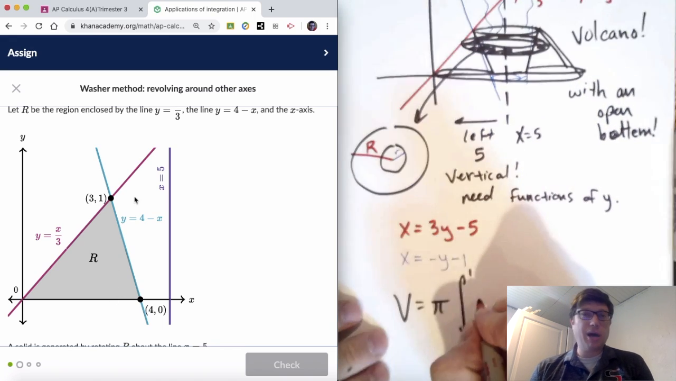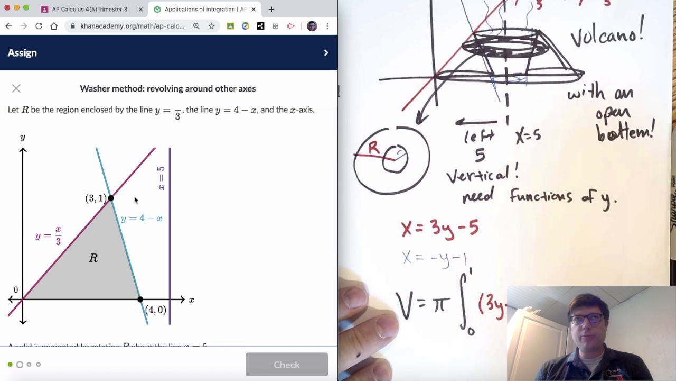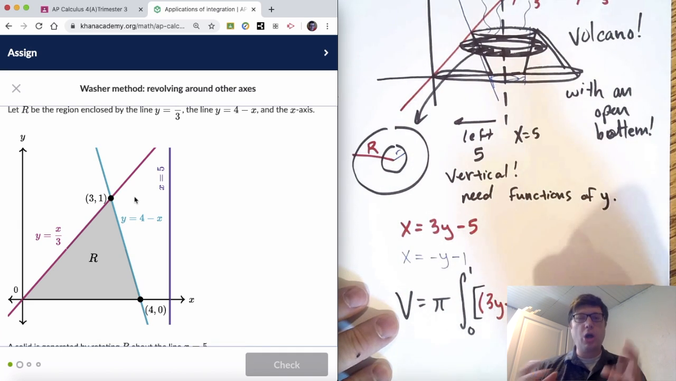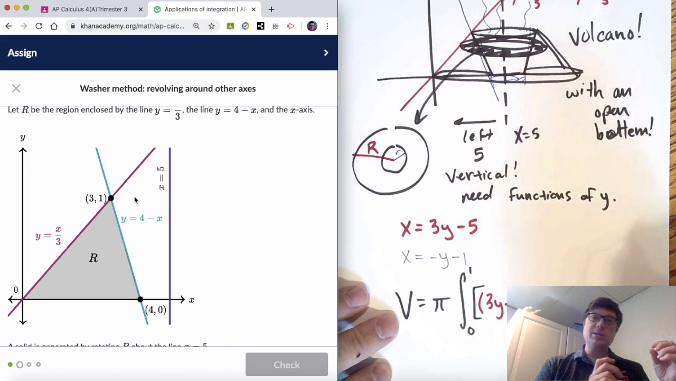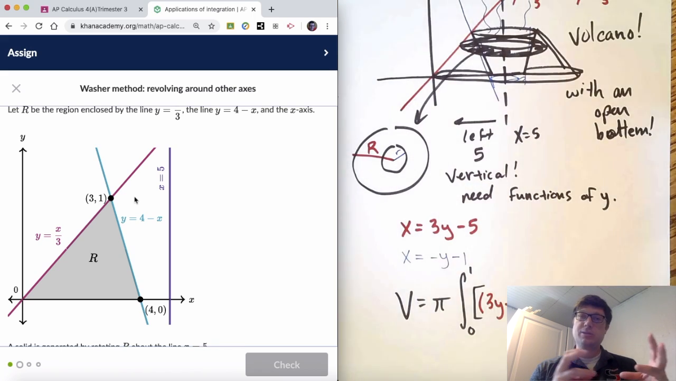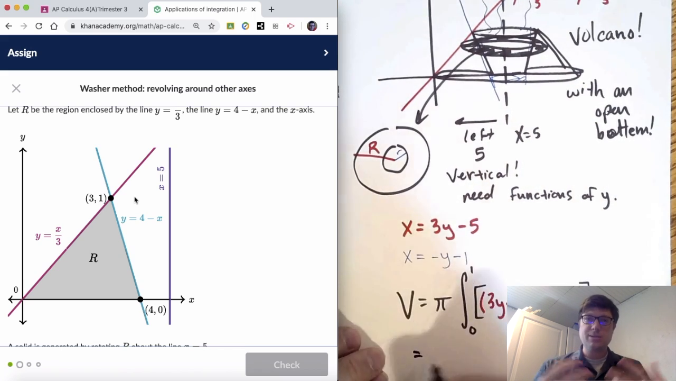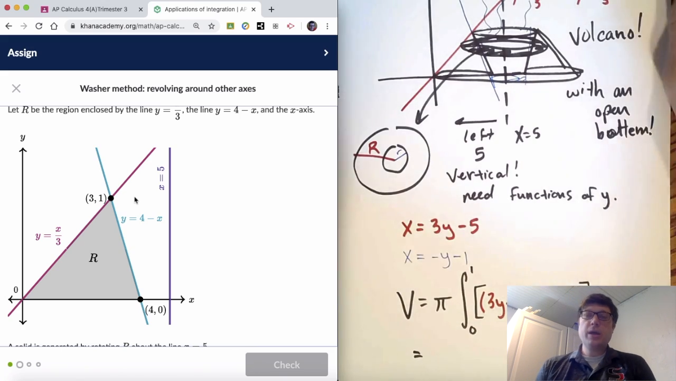Our formula, pi r squared. Well, remember from previous me in the video, I said r is not r, it's capital R squared minus lowercase r squared, the bigger radius squared minus the littler radius squared. That's the formula for area of a washer.